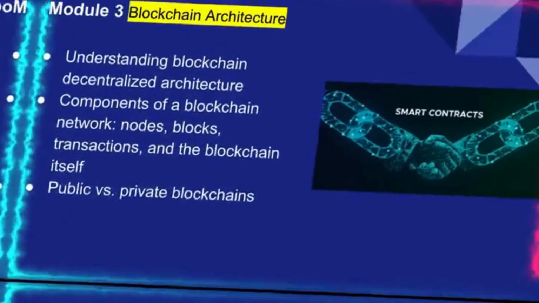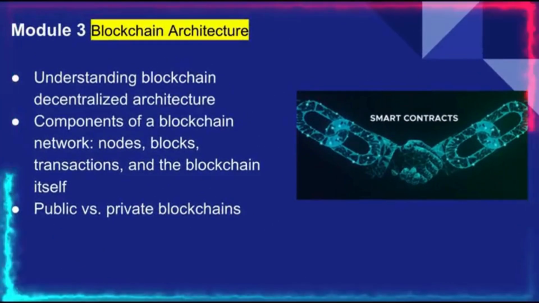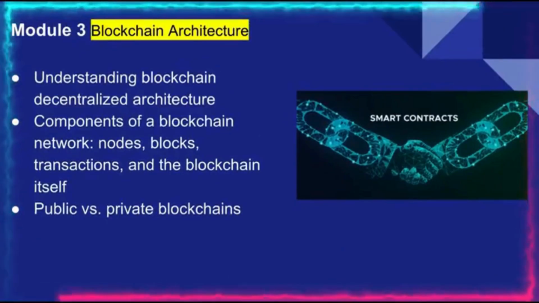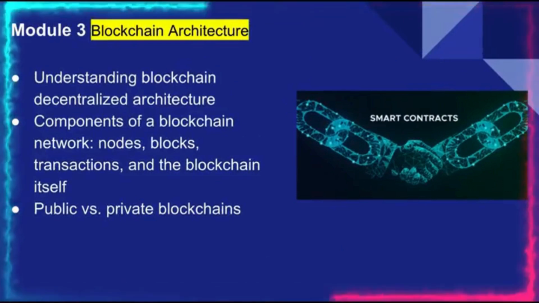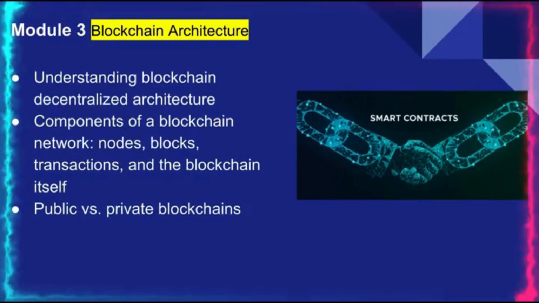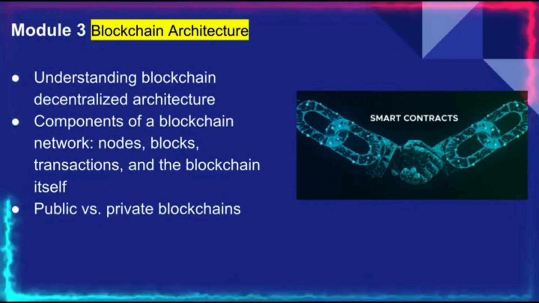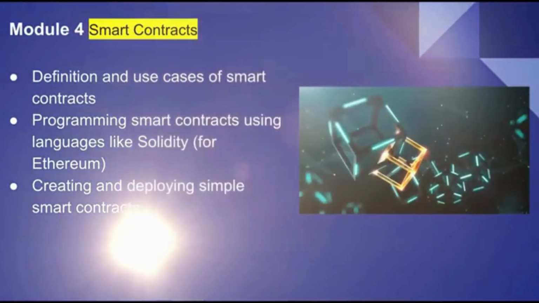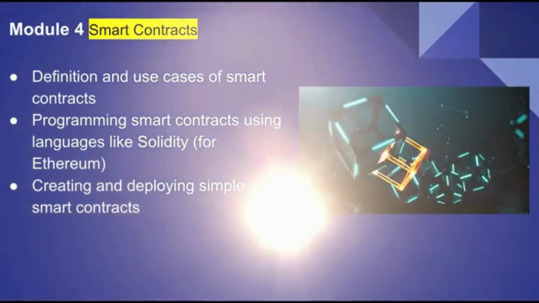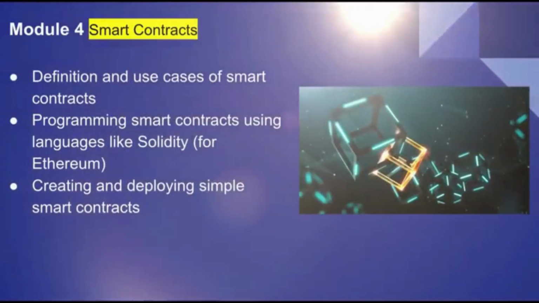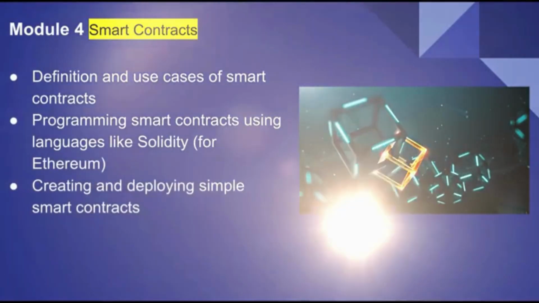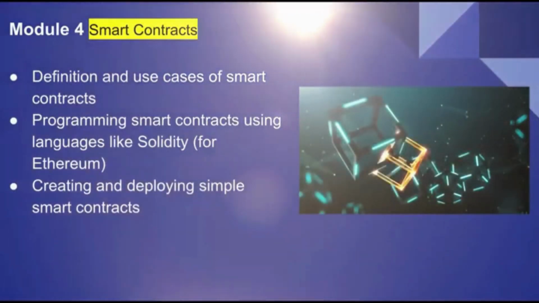Module 3, Blockchain Architecture. The following will be covered: understanding blockchain's decentralized architecture, components of a blockchain network, nodes, blocks, transactions, and the blockchain itself, public versus private blockchains. Module 4, Smart Contracts. The following will be covered: definition and use cases of smart contracts, programming smart contracts using languages like Solidity used for Ethereum, creating and deploying simple smart contracts.